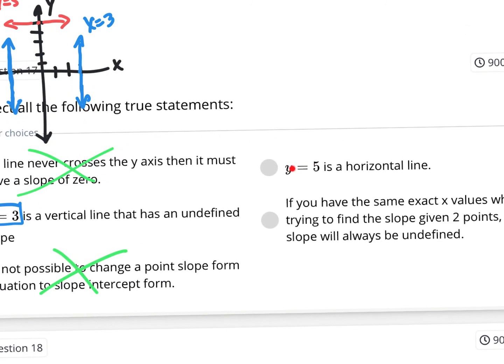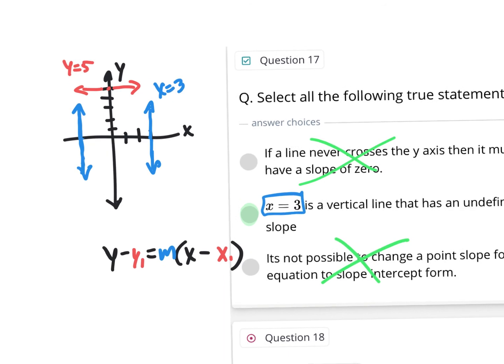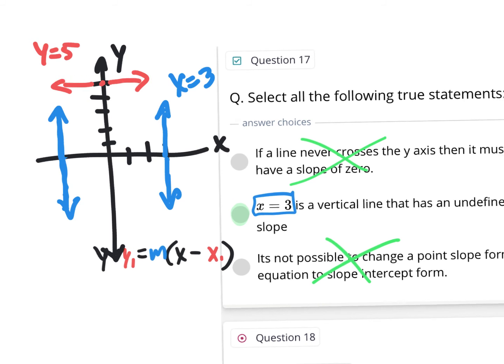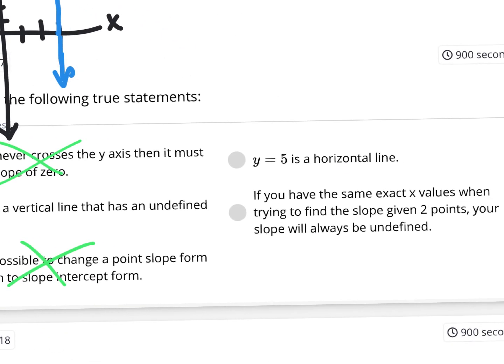y equals 5 is a horizontal line. Yeah, actually we already drew that. We drew that over here. y equals 5 is a horizontal line. I could have even gone further and said that the slope is 0. So be very careful when you read these, because maybe on the real test I say y equals 5 and it has an undefined slope, and that would make it false, because y equals 5 is a horizontal line, which makes it slope 0. So be very careful with what you read.